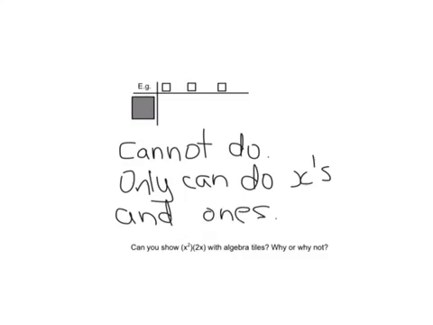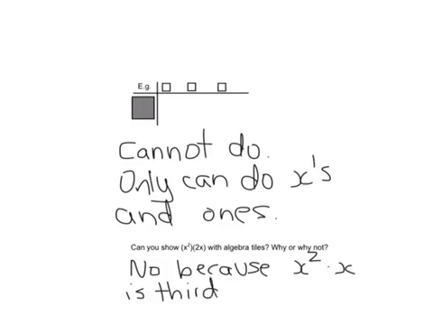All right, let's try this example here. We have x squared times 2x squared. Well, what did I just tell you? I just told you that we can only do x's and 1's. And I have an x squared, so no, I cannot do this. And the reason is because it would have to go into the third dimension. Algebra tiles only show 2 dimensions. So no, because x squared times x is third dimension, which would mean we would need a whole bunch of cubes, and that would really complicate things.